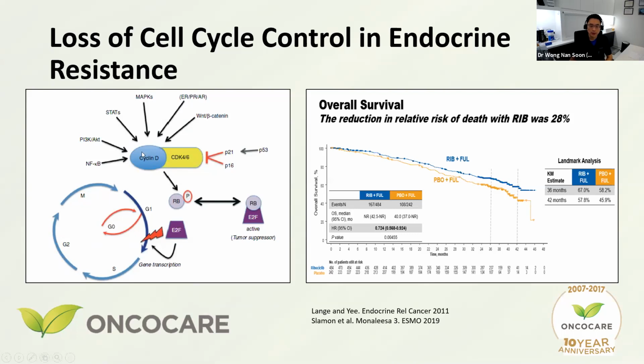CDK4/6 inhibitors are drugs which inhibit the central enzyme required for this cell cycle to occur within hormone receptor positive, hormone resistant breast cancers. And this is just an example of a study called MONALEESA-3, which shows that when a CDK4/6 inhibitor, ribociclib, is added to hormonal therapy, there was an improvement in overall survival for these patients.